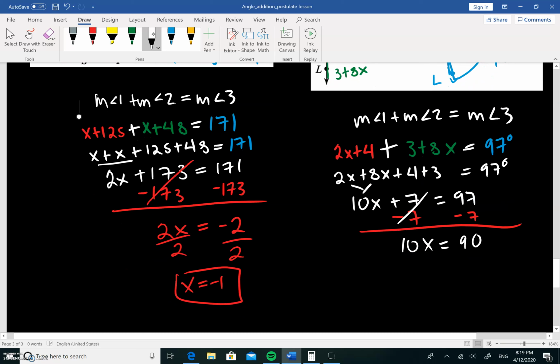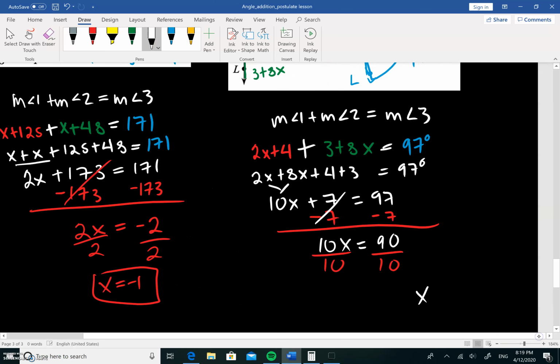And then from here, how do you get rid of multiplication? Well, you do division. So you go ahead and divide by 10, divide by 10. My answer is x is equal to 9.